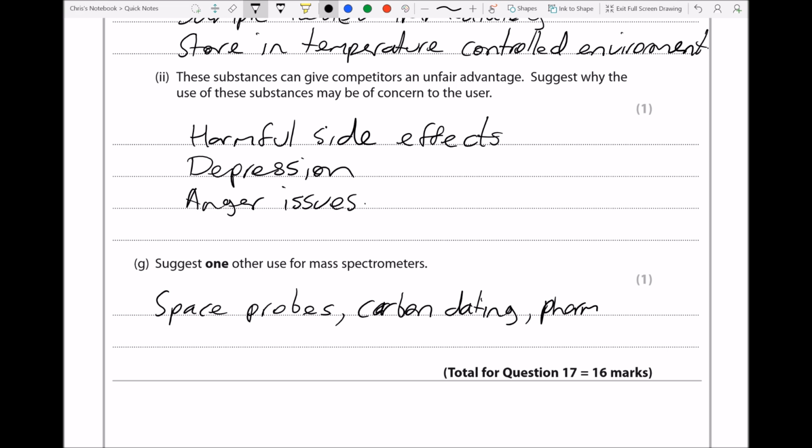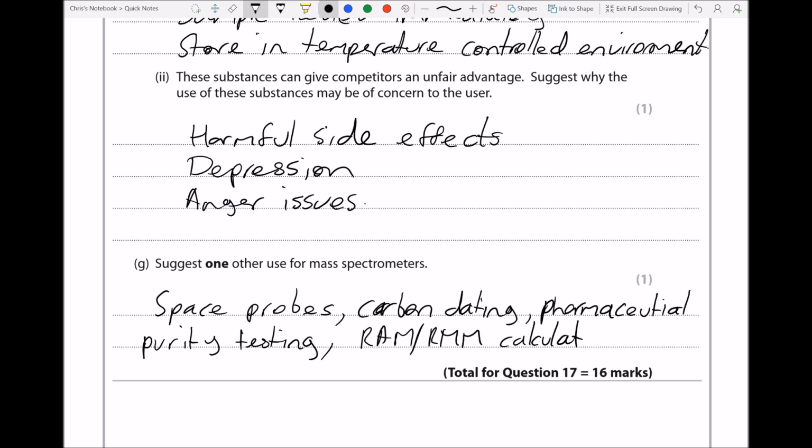Also, you can use it for pharmaceutical purity testing and identification. So obviously, when you produce a drug, you want to make sure it's pure, so you can use that on there. Obviously, we can use it for relative atomic mass and relative molecular mass calculations, just like what you've done here. So anything like that. So they're used pretty widely. So yeah. Okay, so you get 16 marks for that, so it's not bad.